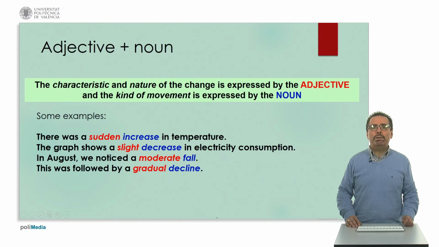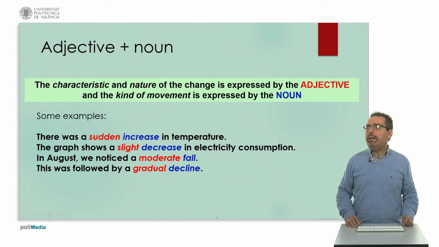Now we're going to focus on these structures. We will start with the structure adjective plus noun. In this case, the characteristic and nature of the change is normally expressed by the adjective, and the kind of movement, up or down, is expressed by the noun. Here we can see some examples differentiated in green, blue or red, depending on the adjective or the noun.